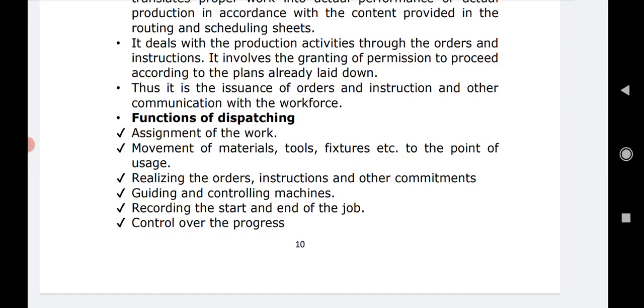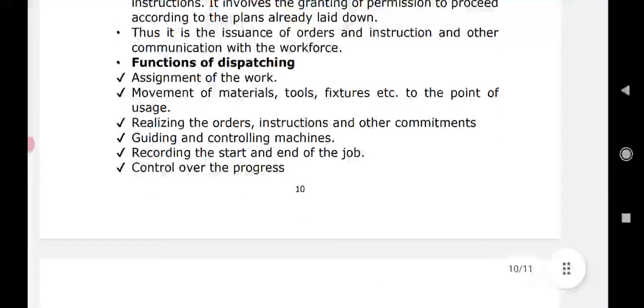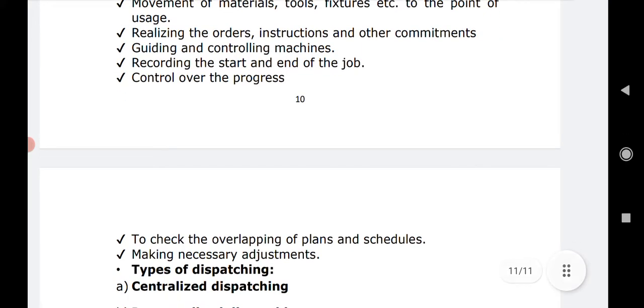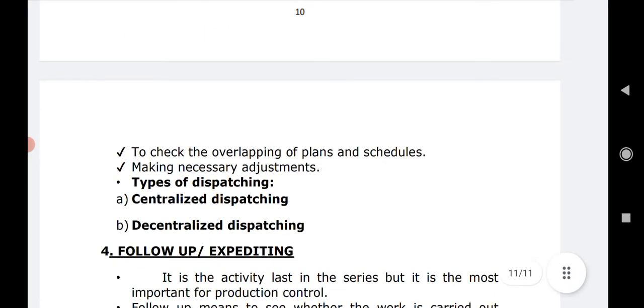So when we are trying to understand dispatching, these are the various functions of dispatching. What exactly happens? Here we are assigning the work. There can be a movement of the material, tools, fixtures that can be communicated to the workers, right? Realizing the orders, instructions and other commitments, even at times guiding and controlling the machines, recording the start and end time of the job, controlling the progress, and even checking the overlapping of the plans and schedules can be done.